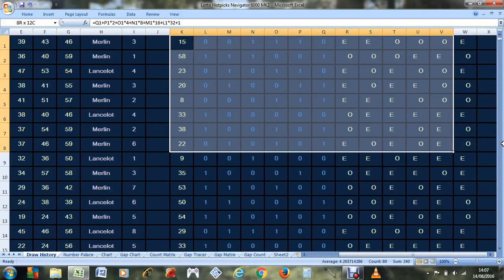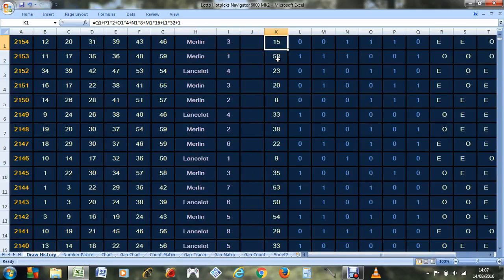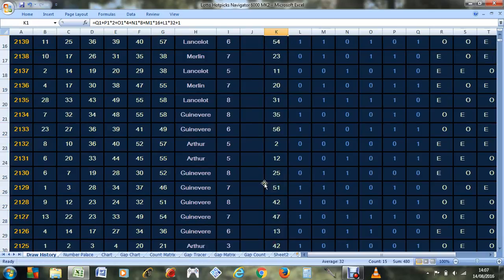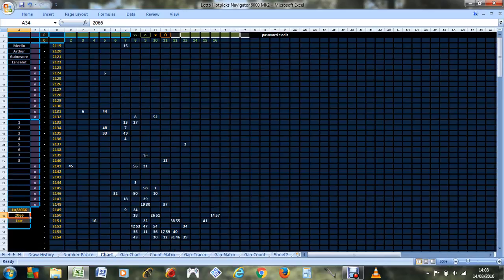Now all this stuff over here basically measures whether each number is even or odd, converts that to binary, and then adds up the binary numbers to create a number. So this is like a code, a bit like roulette numbers, that I'm going to do something with later, but I haven't decided what yet. So anyway, this is the chart.